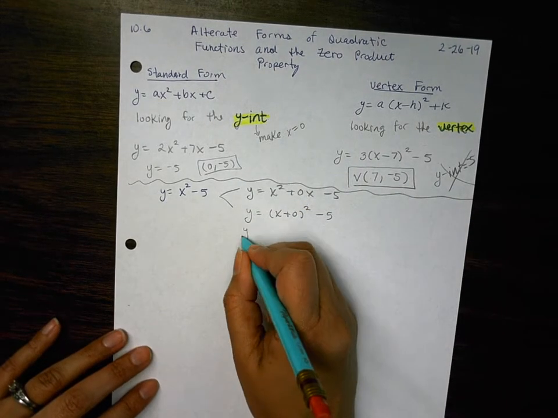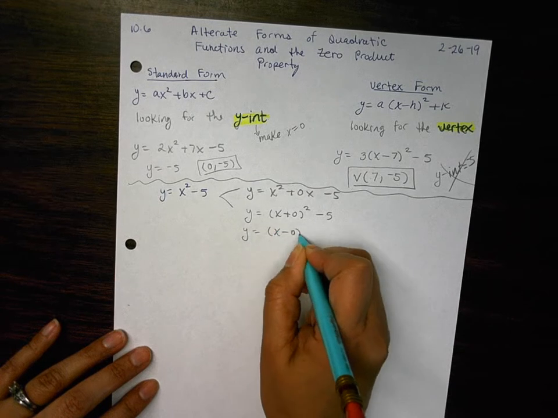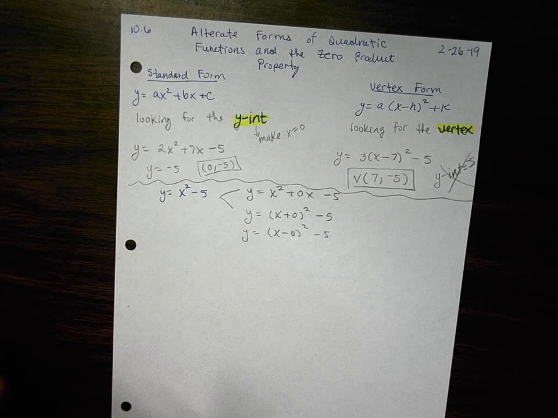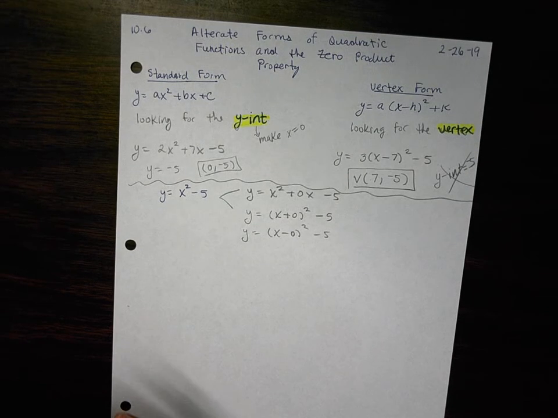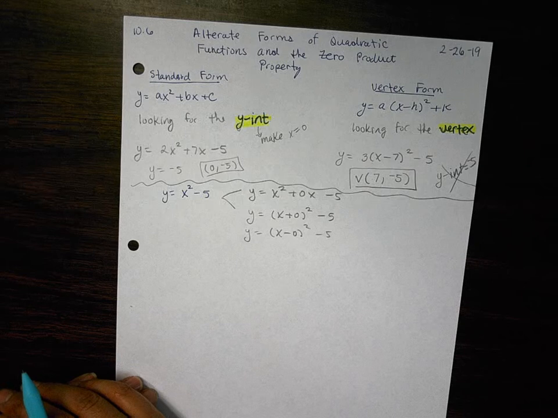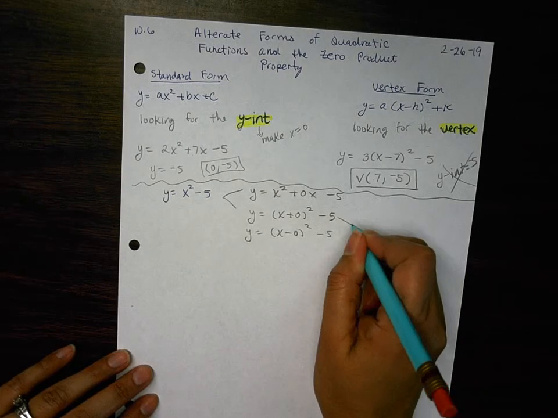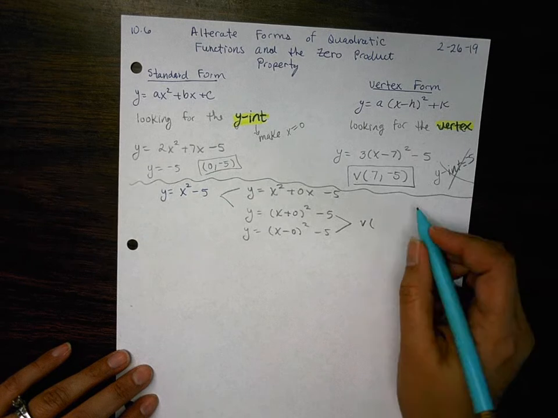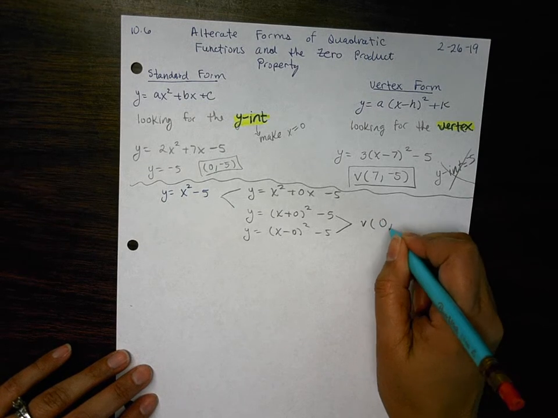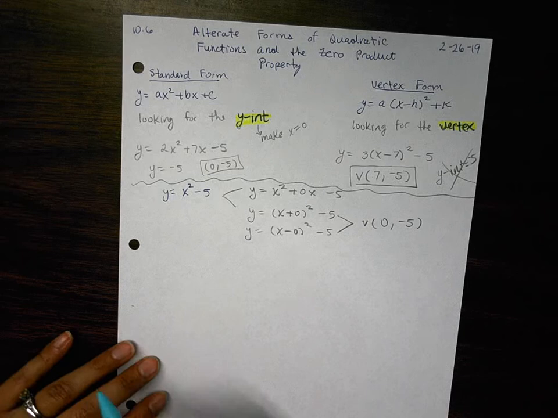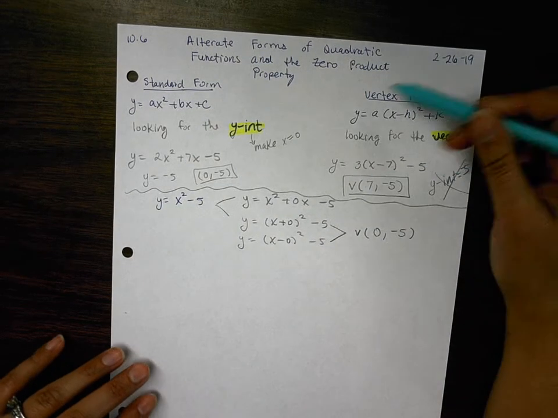What if someone else wrote it like this? Is that still the same thing? Does that plus 0 or minus 0 make a difference? Opposite of the inside. What's the opposite of 0? 0. Okay, both of these here have a vertex of what? Opposite of the inside, outside stays the same. 0, negative 5.